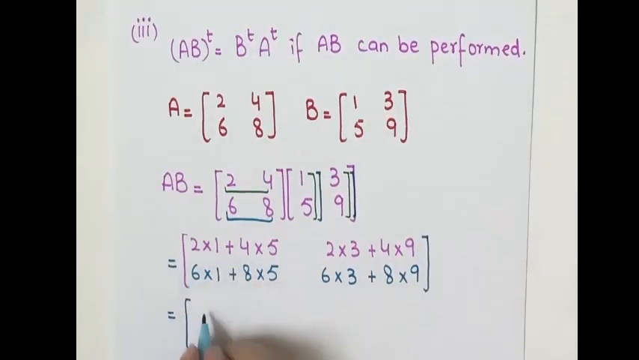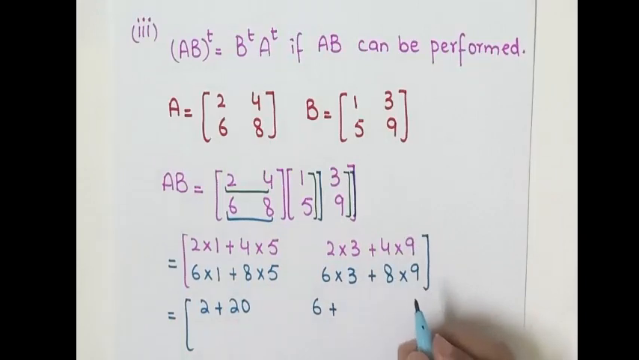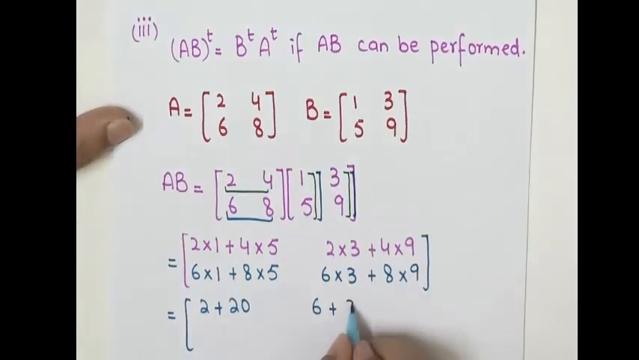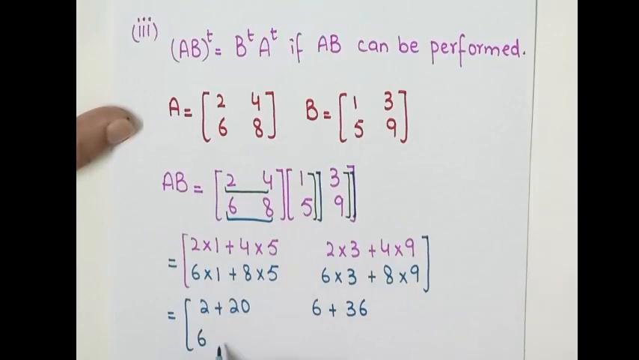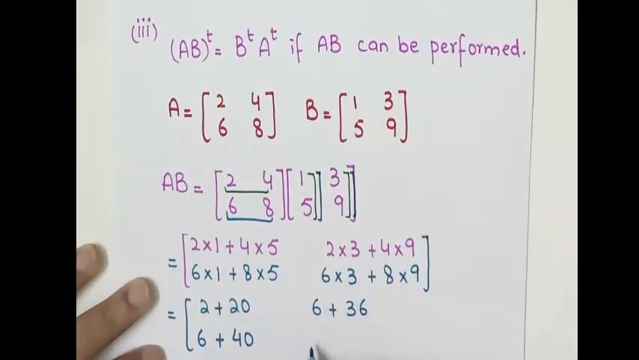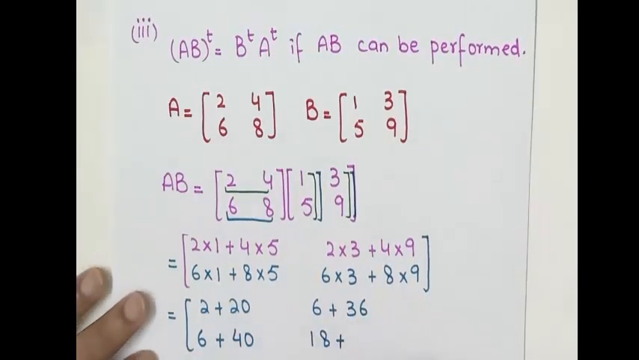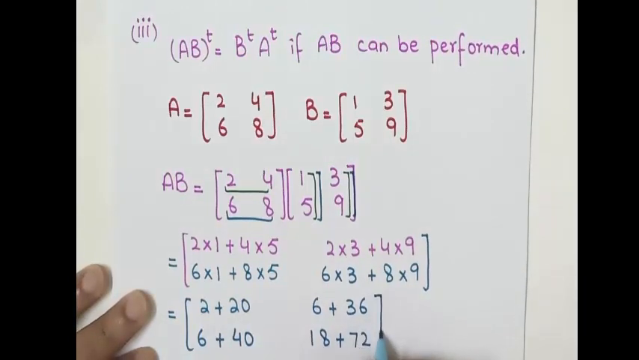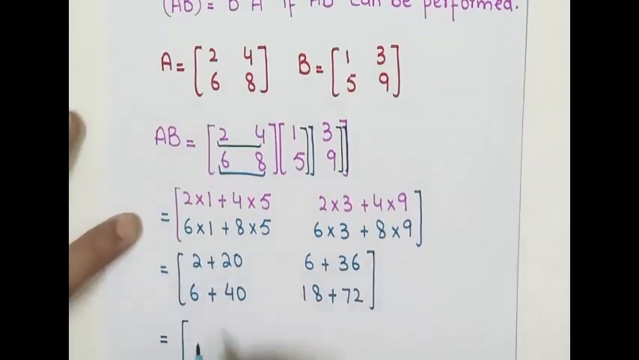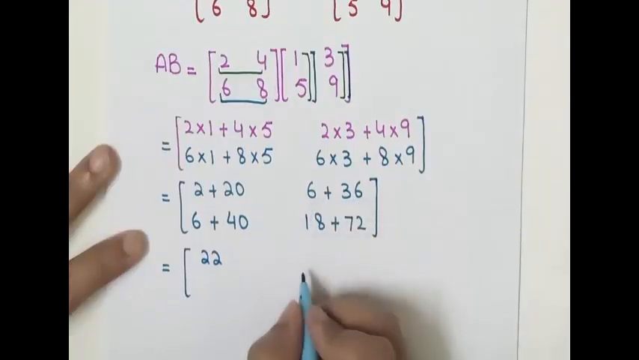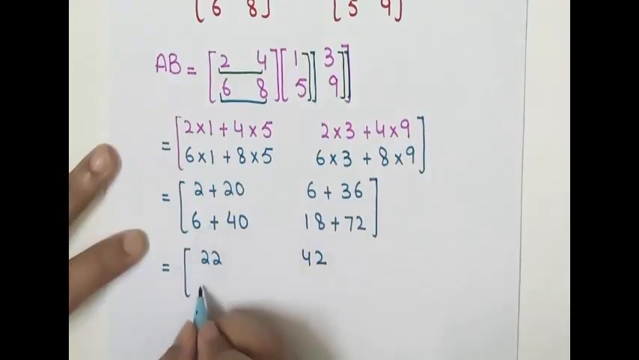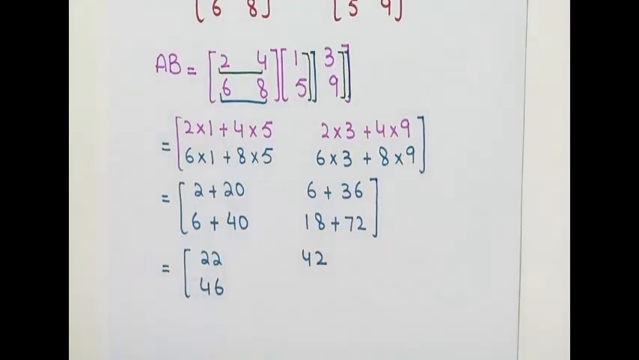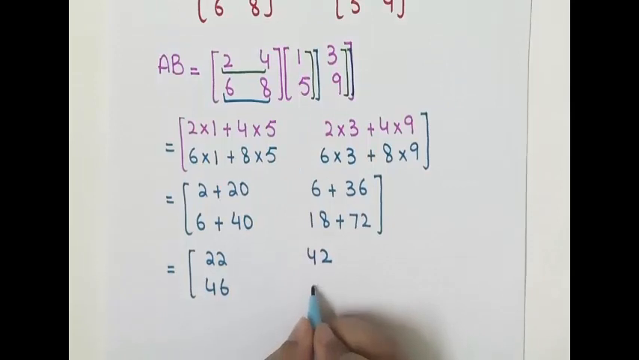So 2 into 1 is 2 plus 4 into 5 is 20. 2 into 3 is 6 plus 9 into 4 is 36. 6 into 1 is 6 plus 8 into 5 is 40. 6 into 3 is 18 plus 8 into 9 is 72. So 2 plus 20 is 22. 36 plus 6 is 42. 40 plus 6 is 46. And 18 plus 72 is 90.